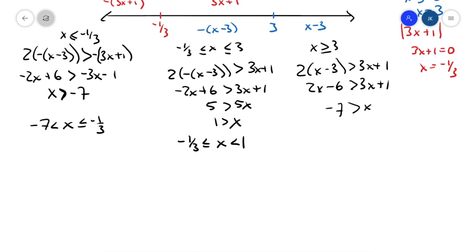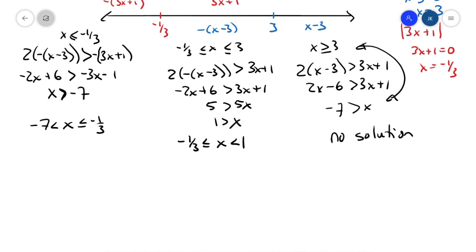Now, the thing is, I'm getting this answer of x is less than negative 7 in a region where I know that x is supposed to be greater than or equal to 3. So these two intervals here aren't jiving. My solution isn't jiving with the restriction that I'm working in. So there's going to be no solution coming from this particular region here.